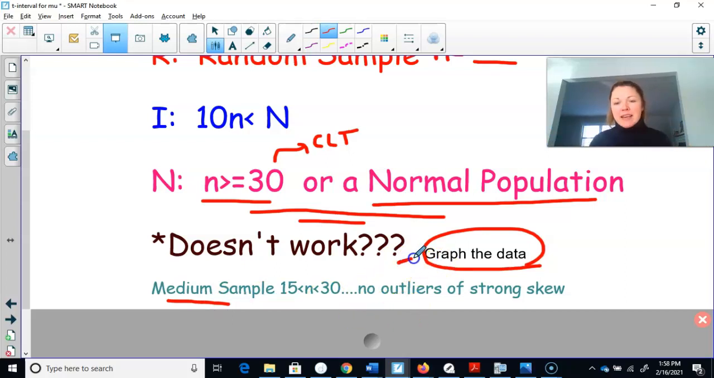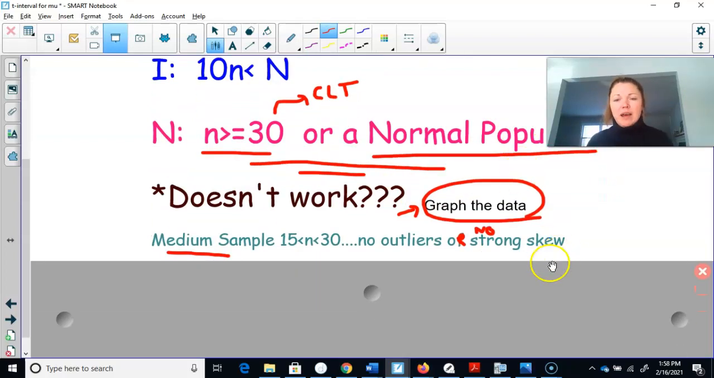When we graph that data, what we want to look at is we want to make sure there are no outliers or no strong skew. So it can have some skew, but just not a super skewed one. And you'll get comfortable with this. It's going to feel a little uncomfortable at first because you're going to say, how do I know if this is strong or not? You'll get comfortable with it once you've had enough practice. As long as there are no outliers or no strong skew, you can proceed.